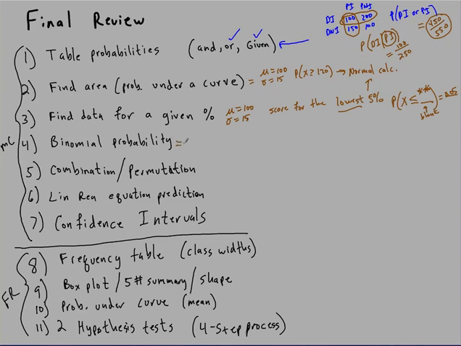A binomial distribution is when we're interested in X successes in N trials. One thing you have to be comfortable with is figuring out N, how many trials, and what's the probability of a success. That's P, the probability of a success. These are the important things you have to know in a binomial, and then you go to the binom calculator.